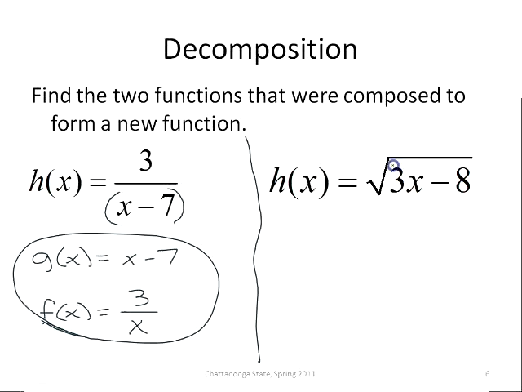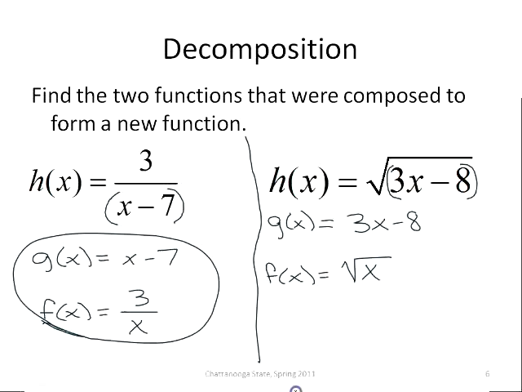If we look at this one, because all of this is under the radical, I can kind of think of this as being in parentheses. So that part that's kind of the inside part, I could call my g of x. So that would be 3x minus 8. And then the f of x would just be the part on the outside of the parentheses, which is just the square root. So that would be f of x equals the square root of x. So if I do f composed with g, I have the 3x minus 8 under the square root.